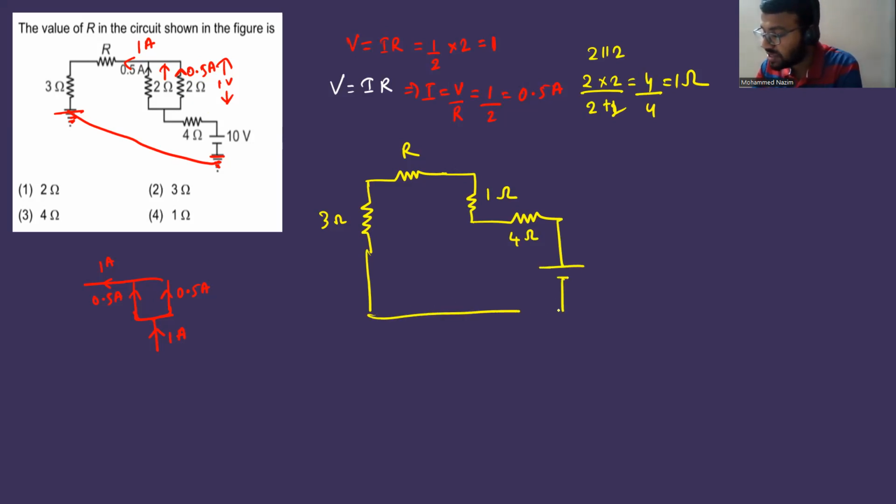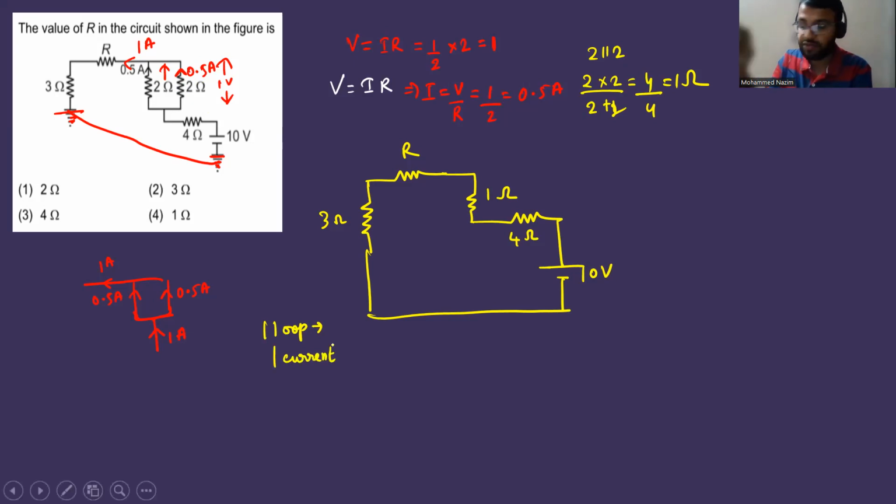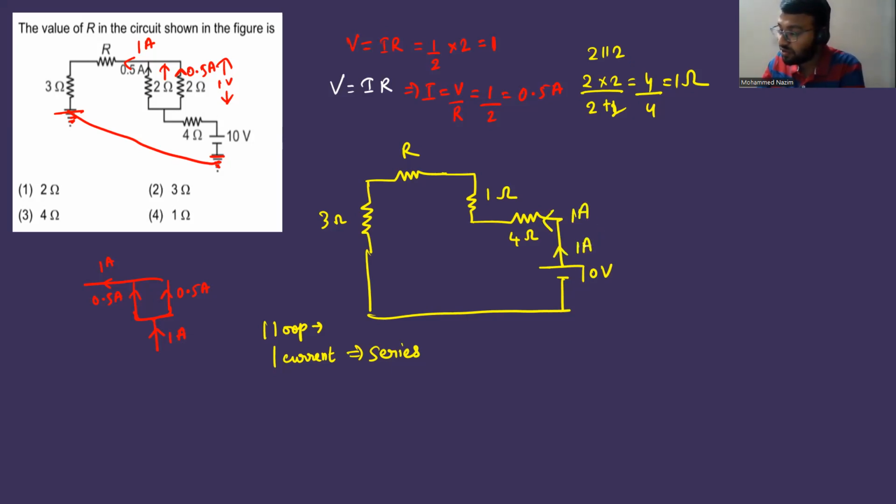Basically it's just a one loop question. How many loops are there now? It's just one loop. One loop means only one current can circulate, isn't it? So only one current will flow. One current means all are in series. Only in series connection will the current be the same in all the circuit elements, all the resistors and the cell. So how much current is coming? 1 ampere of current is coming, so 1 ampere of current will flow here.